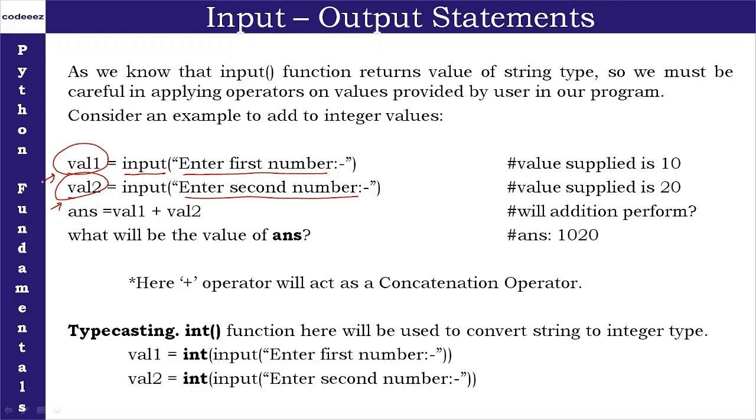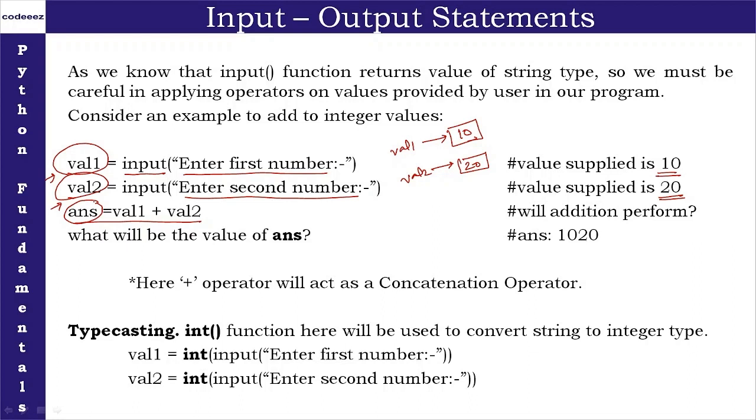Now suppose the first value supplied by the user is 10. Means val1 will be pointing to a location in memory having the value 10, and val2, suppose the value supplied by the user is 20, then val2 will be pointing to a memory location having the value 20, right? Now in the third line, I have simply done addition of these two values, val1 plus val2. Now can you guess what the result will be? You just check it out by yourself.